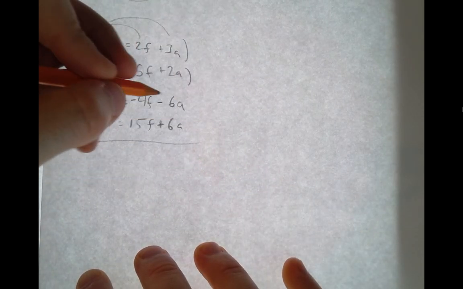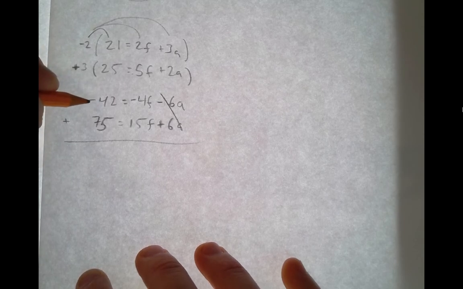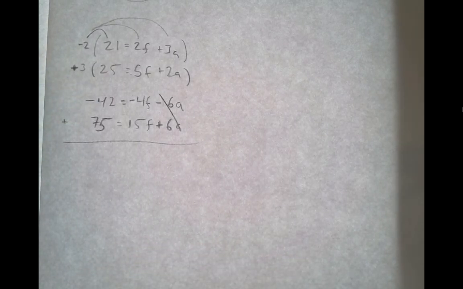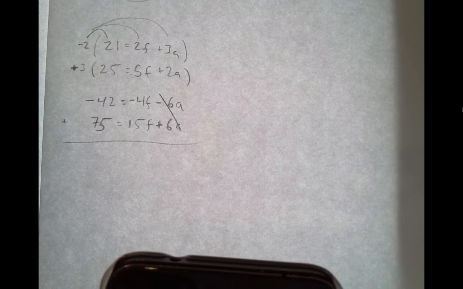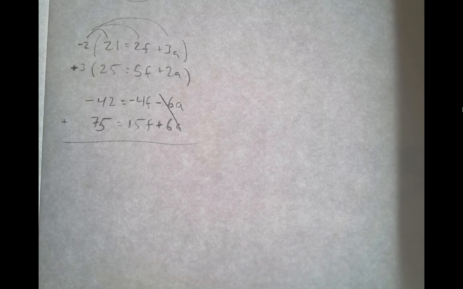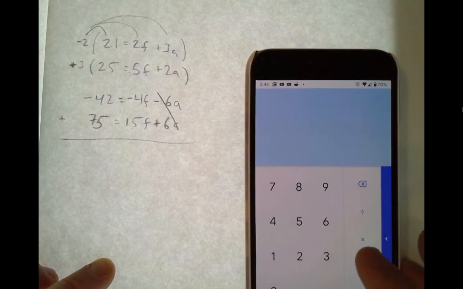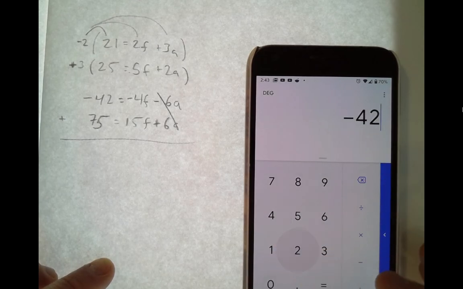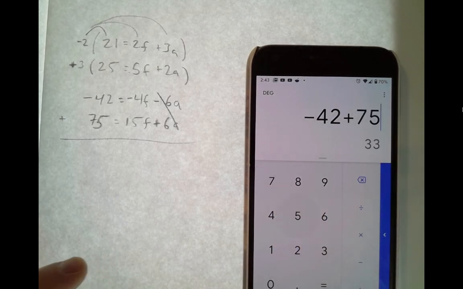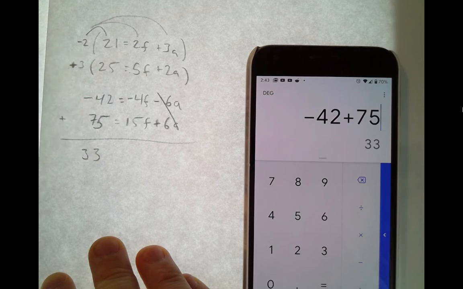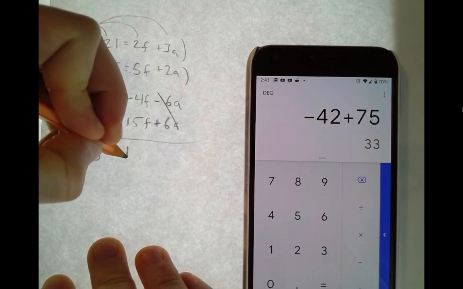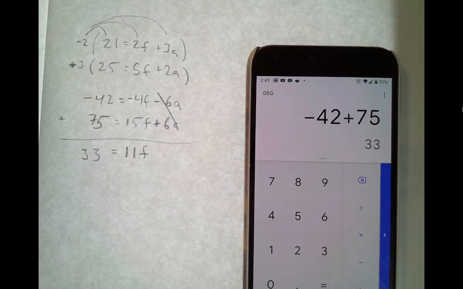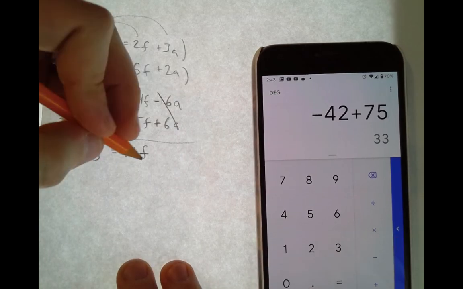Let's add these straight down. Those I know are going to cancel. -42 and 75, that's going to be 323? No, that can't be right. All right, let's just check it. -42 plus 75, 33. See, that's why you just double check. And then over here, it's going to be 11f. And this elimination method, once you start moving, it really goes fast, right?